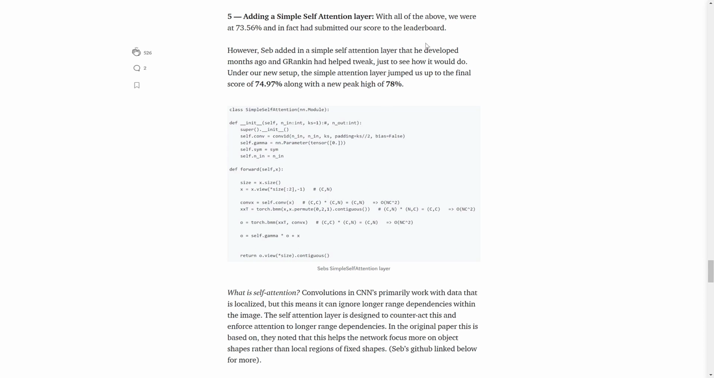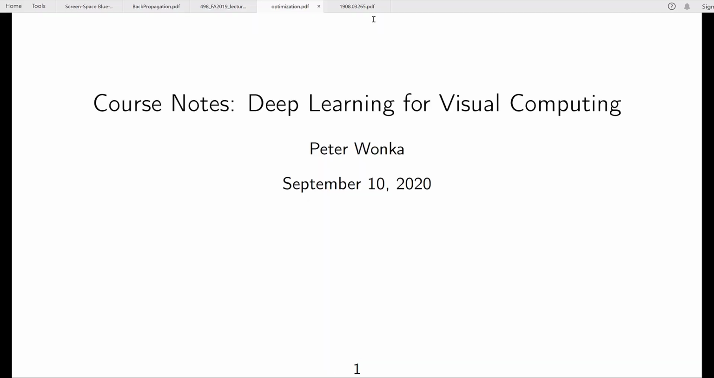Fourth, they found some problem with resizing, where they were first resizing images to 160 pixels and then from 160 pixels to 128 pixels. I don't really know why they had this type of step, but then they found out that resizing from the original size down to 128 pixels was giving a significant boost. Fifth, they added a self-attention layer. Self-attention layers are something we haven't discussed so far, but we will introduce them later on in this course.